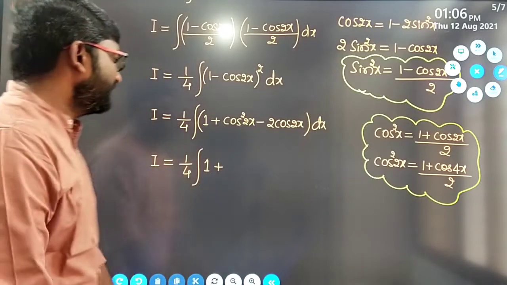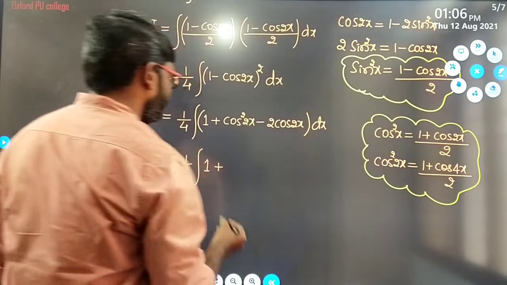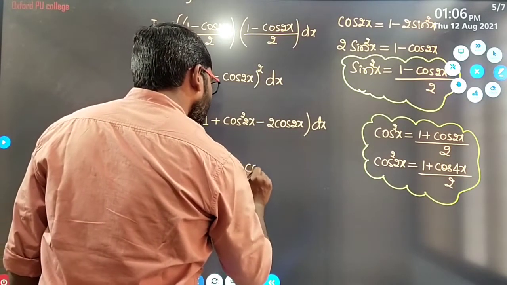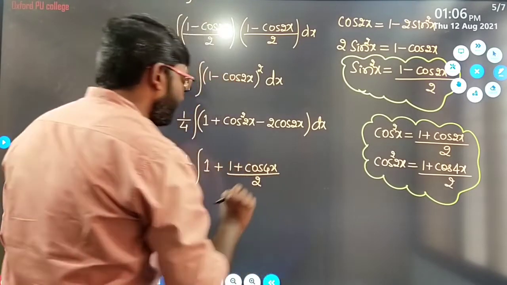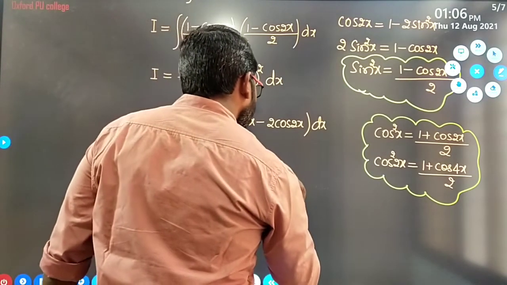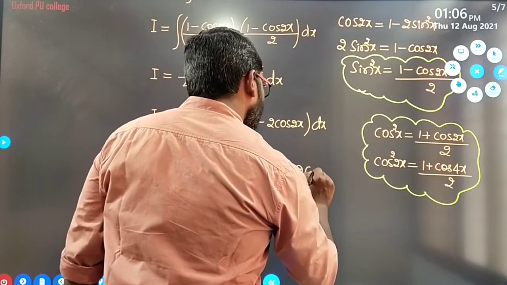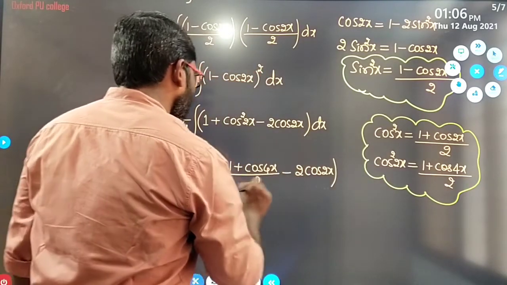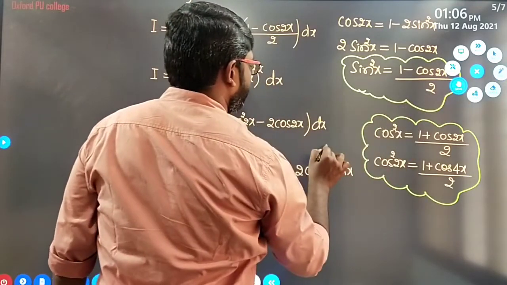So remember this. Now come back to the given integral. Here I can replace cos square 2x by 1 plus cos 4x by 2. I am replacing only cos square 2x. Then minus 2 cos 2x, I am writing it as it is, dx. Then simplify this further.